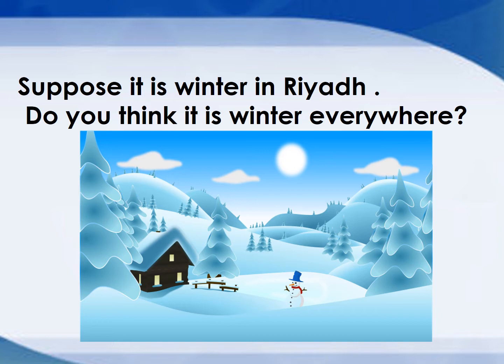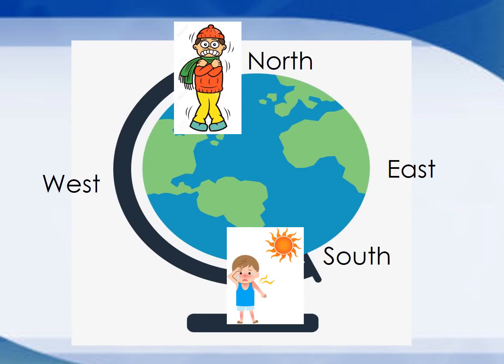Now suppose it is winter in Riyadh. Do you think it is winter everywhere? Why do you say yes? Why do you say no? Well, you may think that because it's winter in Riyadh, it's also winter everywhere. It is not. Why not? Why is it that if it's winter in Riyadh, it is not winter in the other parts of the world?